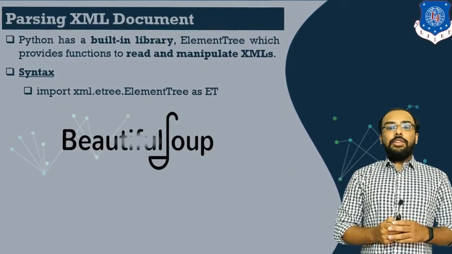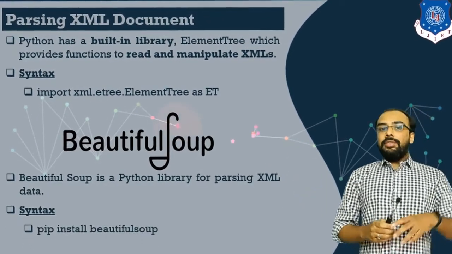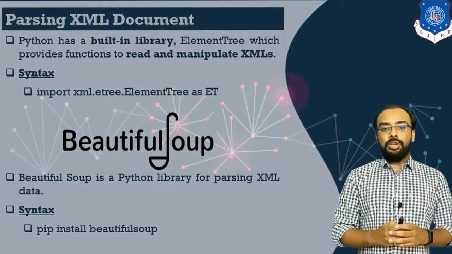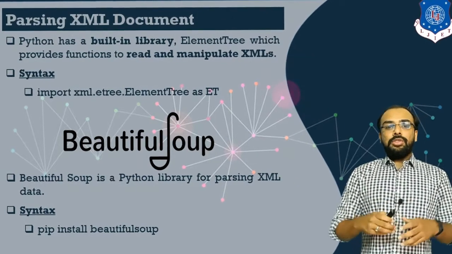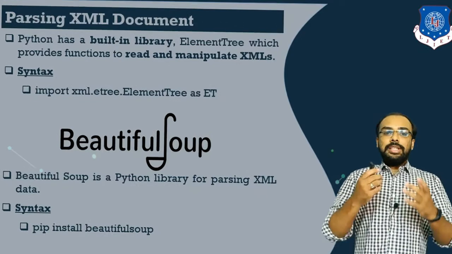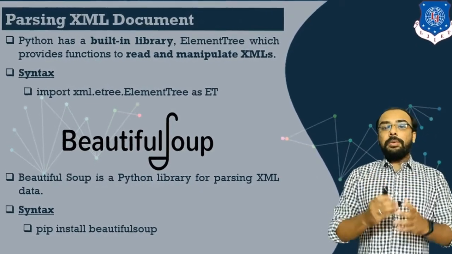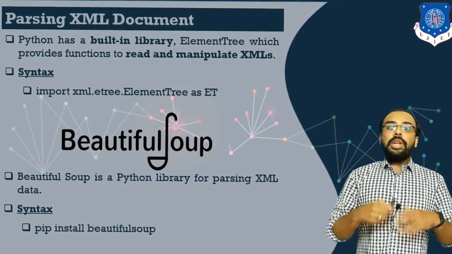The other way of parsing is using the BeautifulSoup library. Again, if you recall, we have also used this BeautifulSoup library with HTML. So whenever we want to parse our XML document, we can use this BeautifulSoup library. One thing we need to note: by default, the Jupyter notebook doesn't provide us this BeautifulSoup library. So how can we do this?